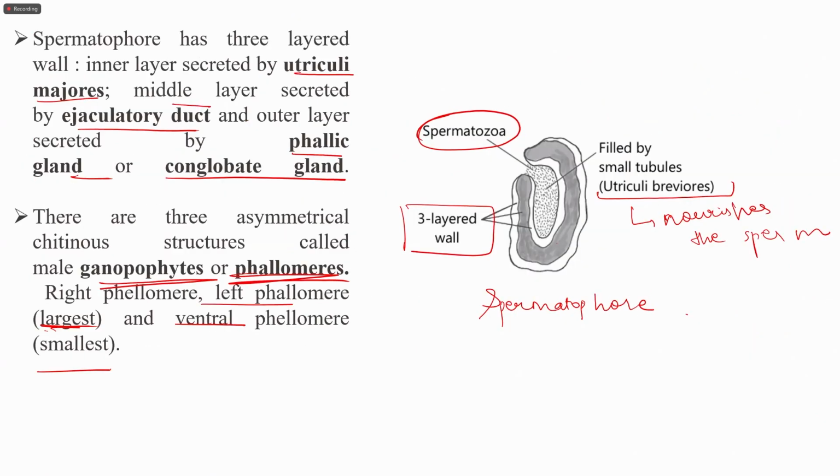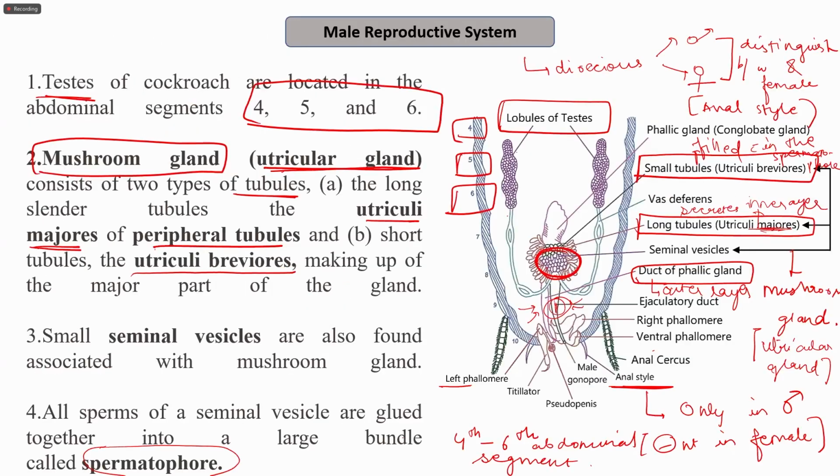And finally, as copulation concludes, the spermatophore is discharged and it is invested by a third covering, which is formed by the secretion of the phallic gland poured upon it. So when it is getting discharged, it is invested by the third covering, secreted by the duct of the phallic gland.